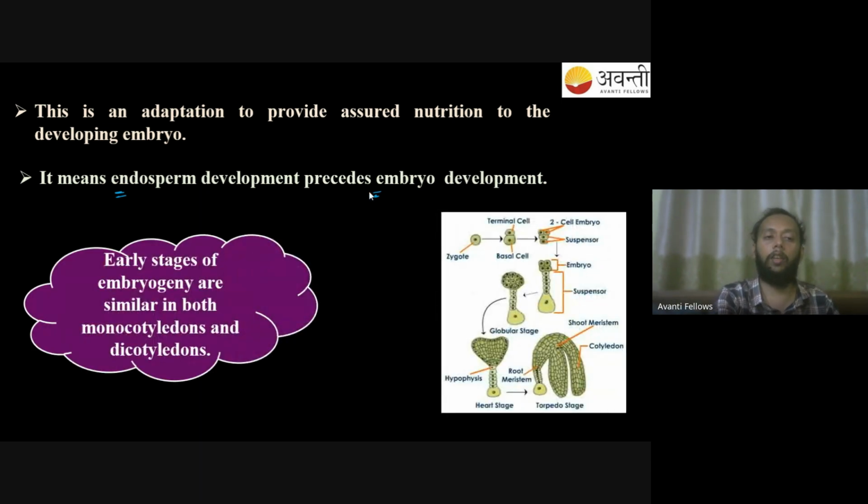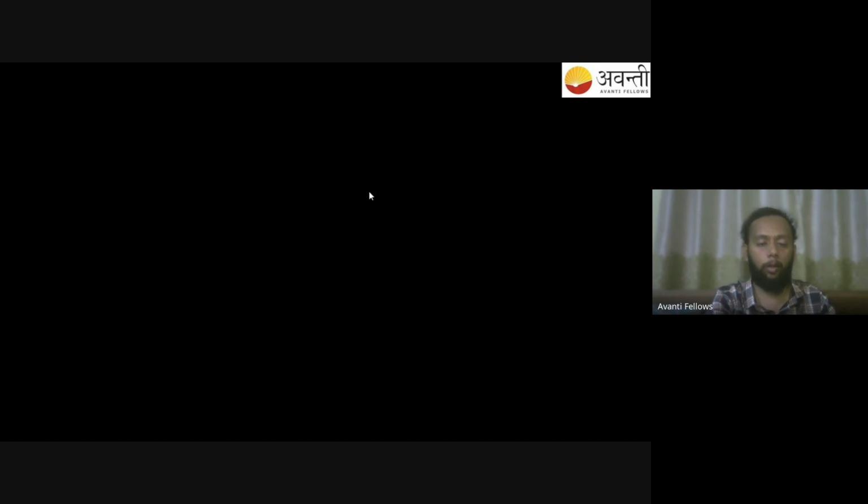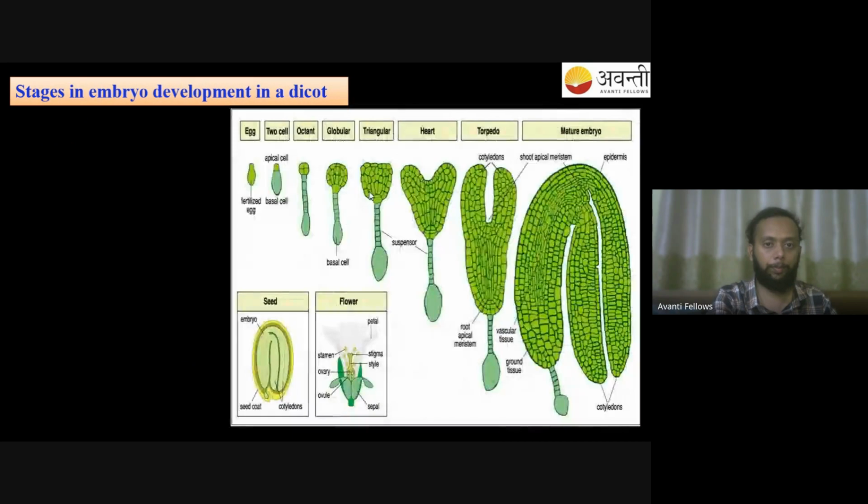So the early stages of embryogeny are similar in both monocots and dicots. Monocot and dicot both will have early stages that are similar. So I can show you a picture over here. You can see you have a single celled zygote, then it is going to grow, and then you can see all the stages over there. You can see a globular stage. Remember this one. Remember the heart-shaped stage. Then you have a torpedo stage, and then you have the mature embryo.